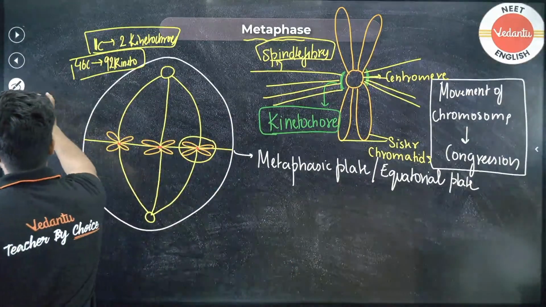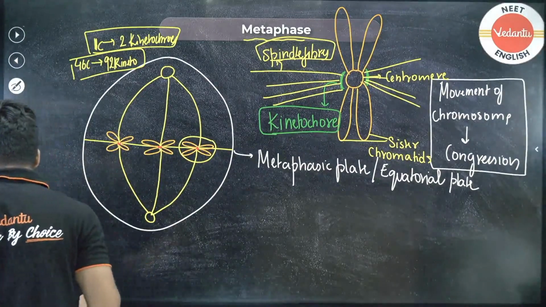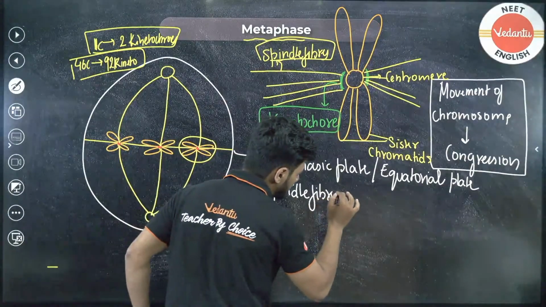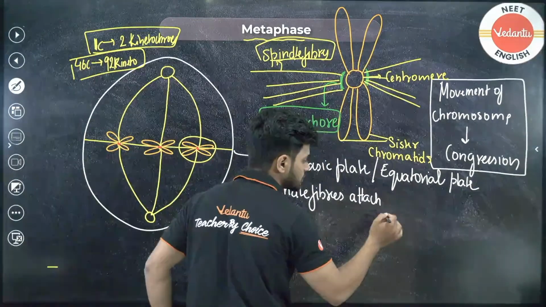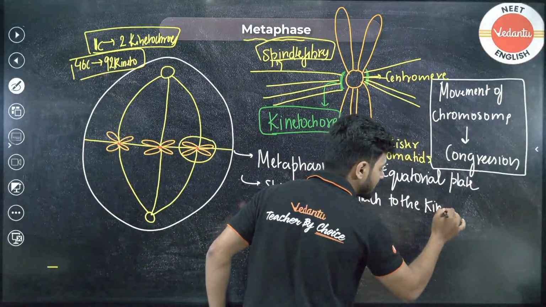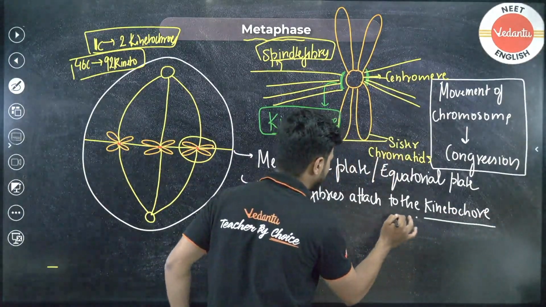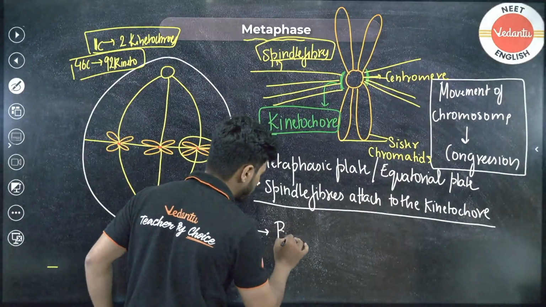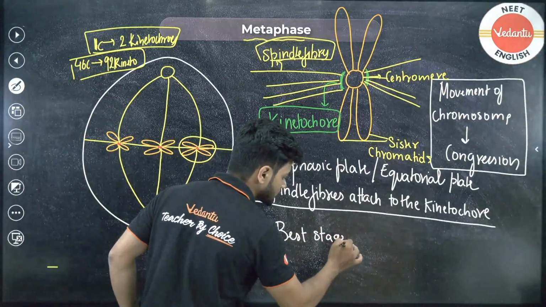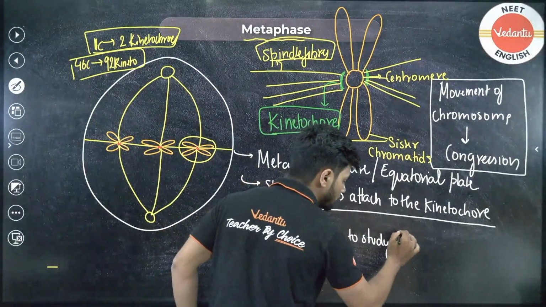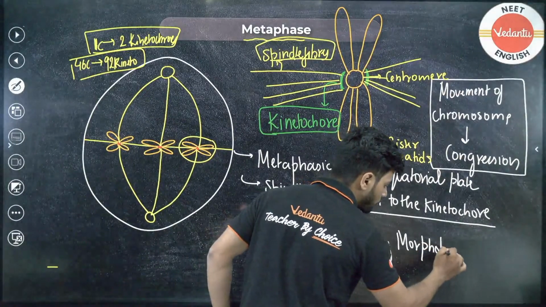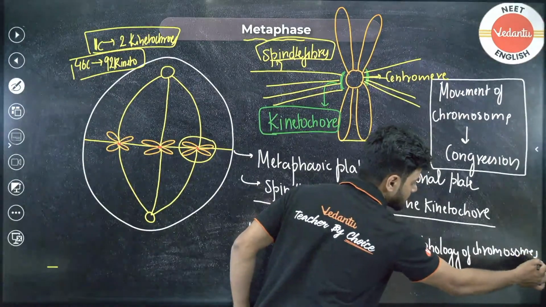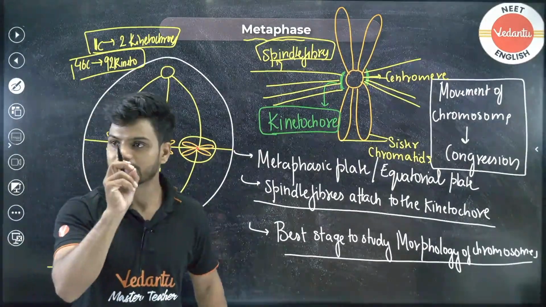Now, the second point I want all of you to write down is: spindle fibers attach to the kinetochore. Done. The third point about metaphase is that this is the best stage to study the morphology of chromosomes. Best stage to study morphology of chromosomes. Done? Clear? All of you.